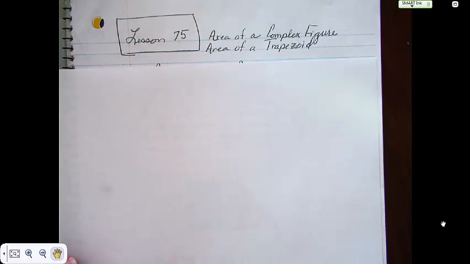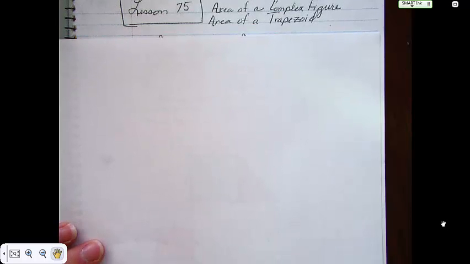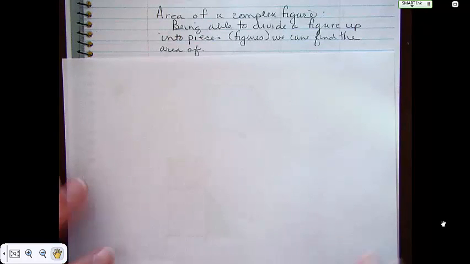Now, when we talk about area, of course we're talking about length and width, right? So when we look at a complex figure, we're looking at a figure that's made up of other figures brought together. Like you might take a trapezoid and a triangle and a rectangle and put them all together into one figure, and then you would try to find the area of those.